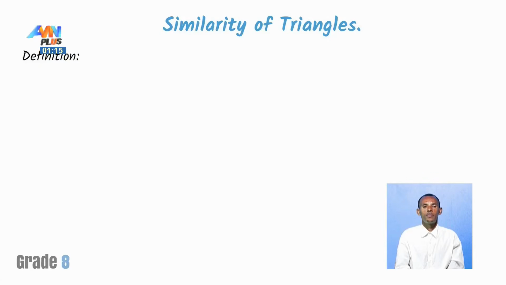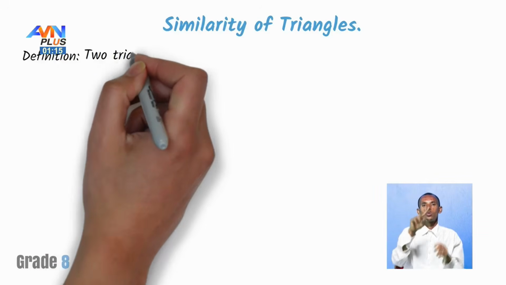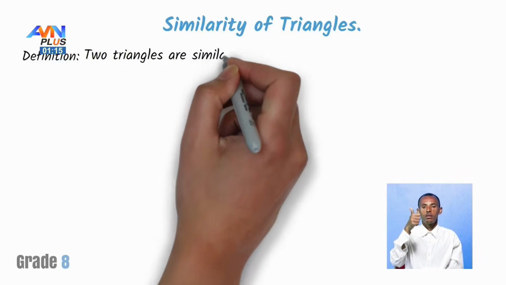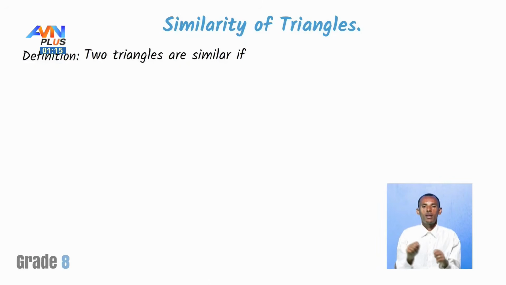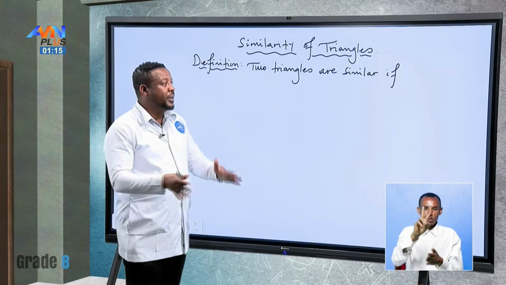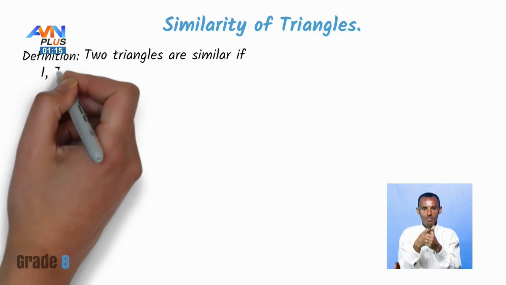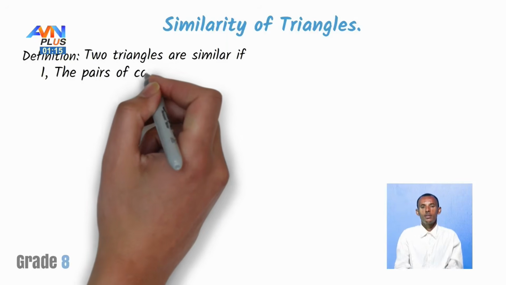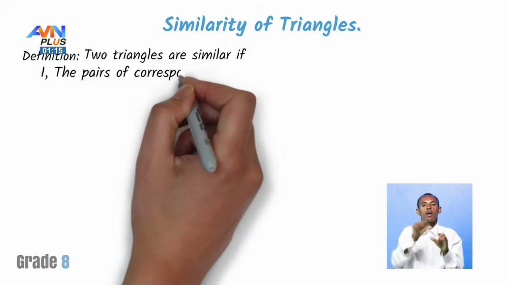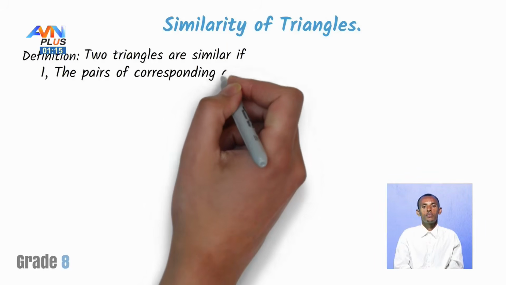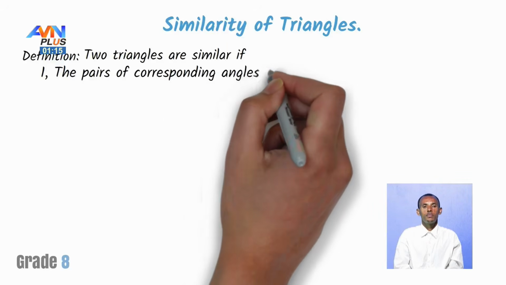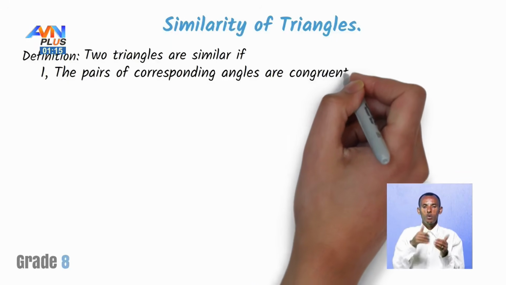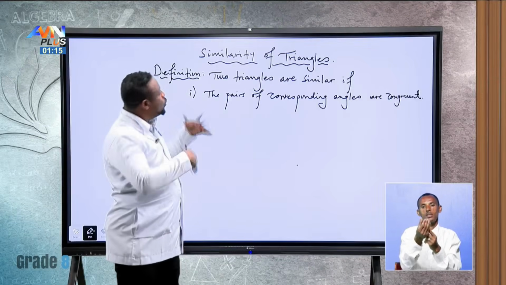Two triangles are similar if these two conditions are satisfied. The first one, the pairs of corresponding angles are congruent. Okay, so this is the first condition to say the two triangles are similar.